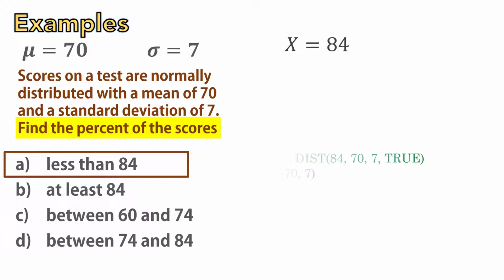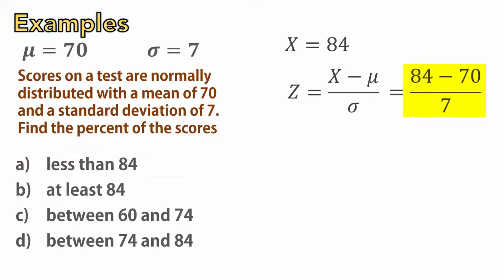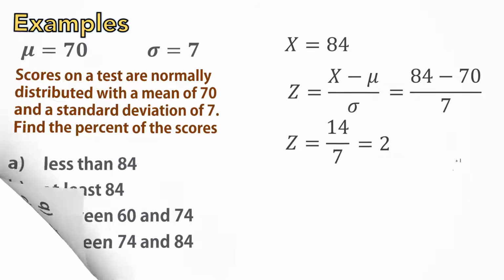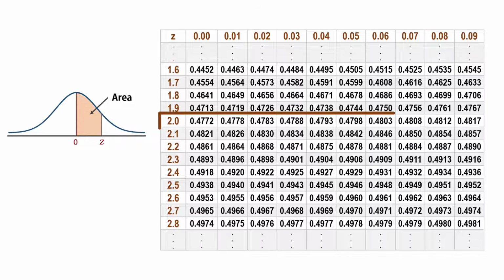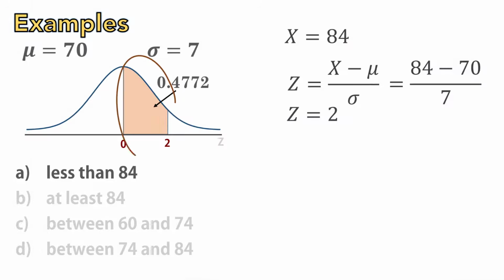So for x equals 84, the corresponding z-score is 84 minus 70 divided by 7, and that gives z equals 2 or 2.00. Now on the z table, we look up z equals 2.0 under 0.00 to obtain an area of 0.4772. That is, the area from z equals 0 to z equals 2 is 0.4772. Therefore, this shaded area is the area we found in the table.